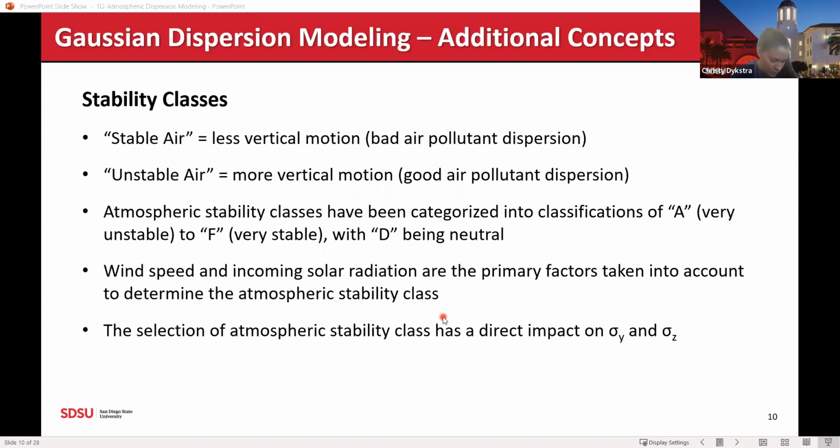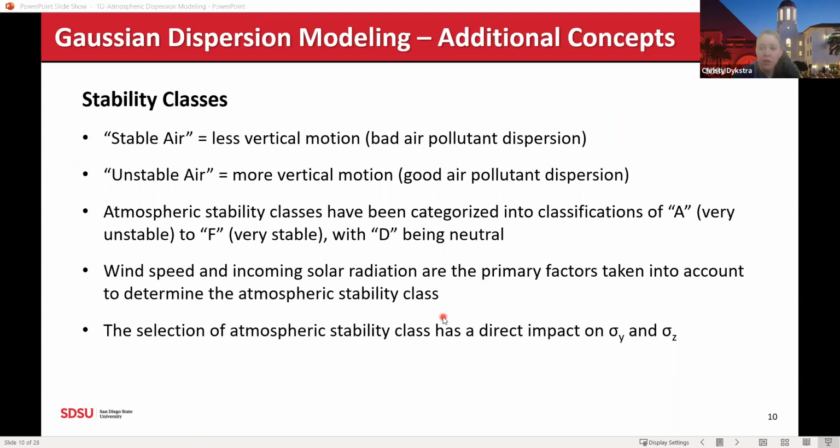And we do have a table in our book. I don't believe I have this on these slides, but we have table 20.1 in our book. That's on page 662. Depending on the surface wind speed and the incoming solar radiation during the day or cloudiness during the night, we can determine what stability class we're at.